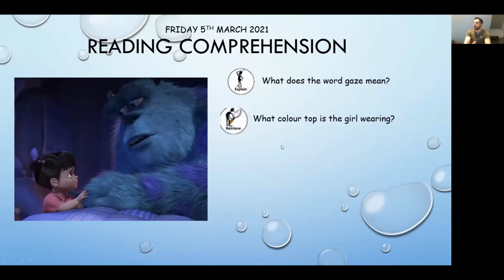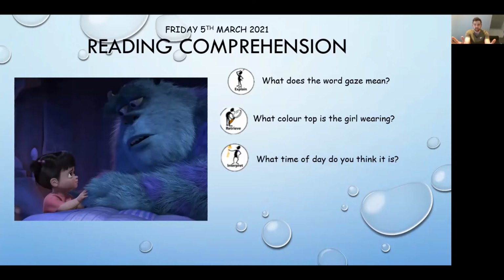Number two, what colour top is the girl wearing? Now, that's a retrieval question because the answer you can retrieve from the picture. Okay, I won't get you to pause your video for this one. I'm sure you guys can see that the girl is wearing a pink top, or maybe faded salmon. There we go, so pink top. Okay, what time of day do you think it is?